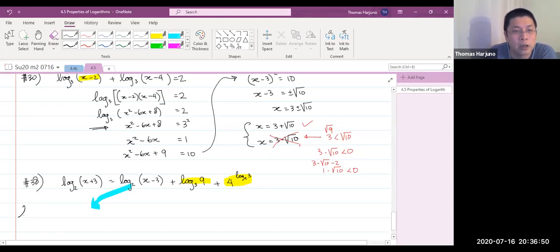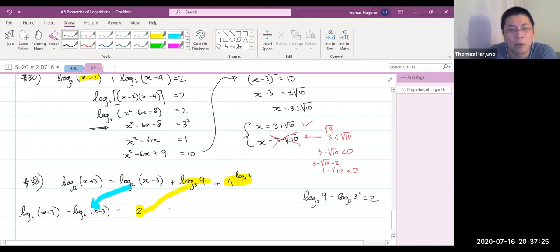Okay, so I get log base 2 of x plus 3 minus log base 2 of x minus 3. Later on, I will make them into a single log. Now how about log base 3 of 9? Log base 3 of 9 is log base 3 of 3 squared, right? 3 to what power equals 9? That's 2.